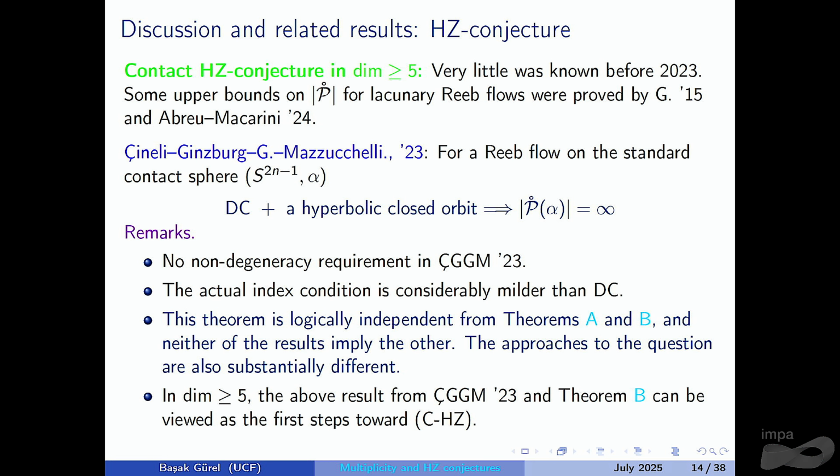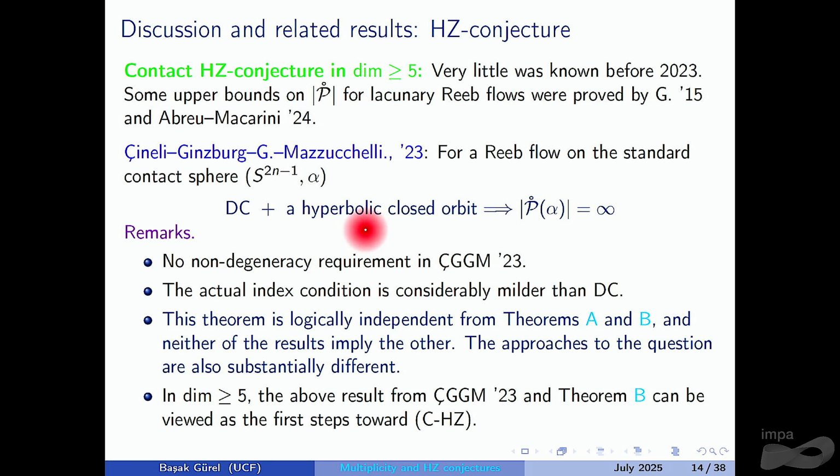So I say that we essentially didn't know anything about this dichotomy before 2023, except, again, for some upper bounds from Leonardo and Miguel's work for lacunary Reeb flows, which means that Conley-Zehnder indices have the same parity for all closed Reeb orbits, for the sphere, for instance.